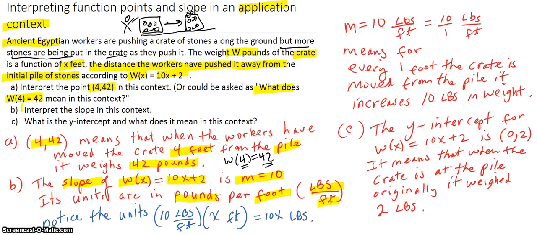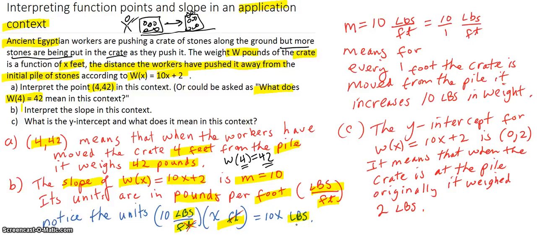And you know that because the 10x is the weight, and that's in pounds. The x is in feet. So the 10 has to be in pounds per foot so that the feet can cancel out and give you pounds for your answer.